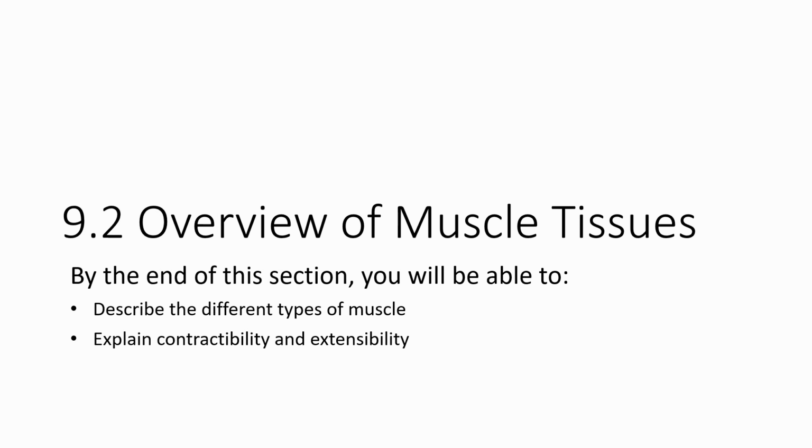So let's go ahead and just kind of have a review of muscle tissue. We should be able to identify the different types of muscles. We're also going to get a little bit into contractility and extensibility, so our ability to contract and or extend or relax.